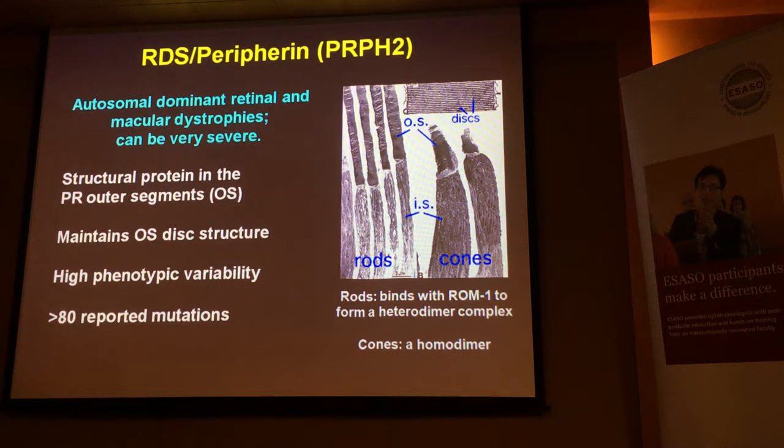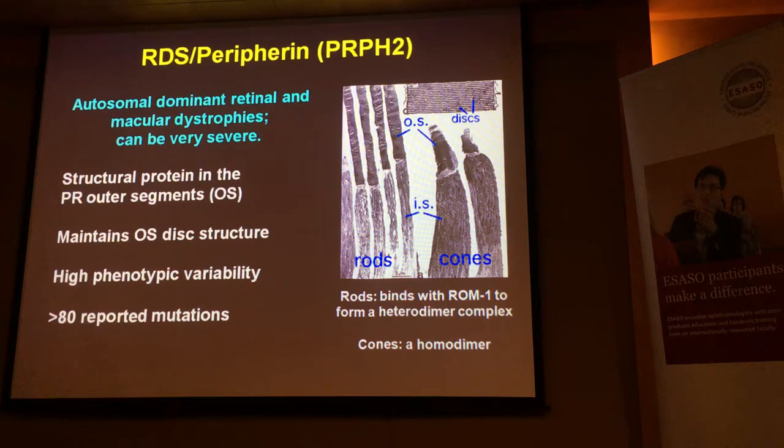RDS and perforin are in a different ballpark, because it's dominantly inherited and much more severe in terms of its effect on the family, because each child is going to have a 50% risk of getting the disease. And RDS encodes a structural protein which keeps the outer segments together and maintains that structure.